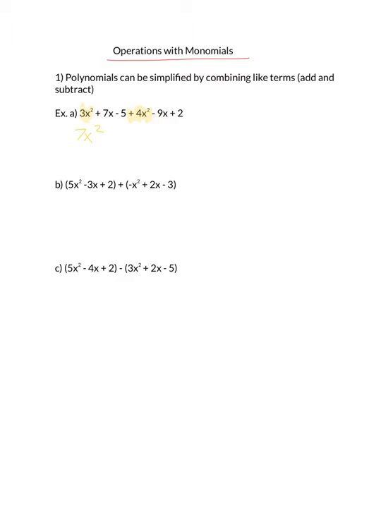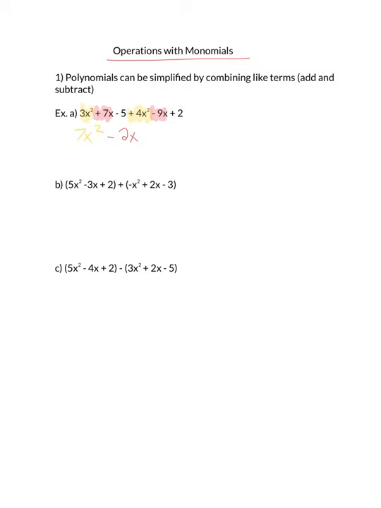Now notice when I highlighted the plus in front of the 4x squared. The sign in front of the term belongs with it. And you'll see what I'm talking about as I do the next example. So next I'm going to look at my x's. So I have a plus 7x and a minus 9x. If I have positive 7 subtract 9, I'm going to be left with a negative 2x.